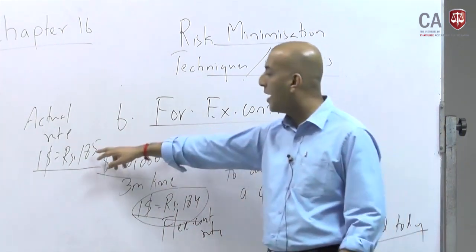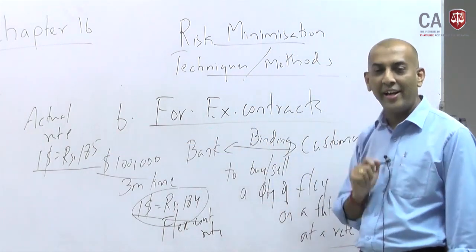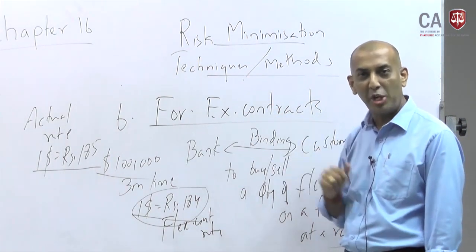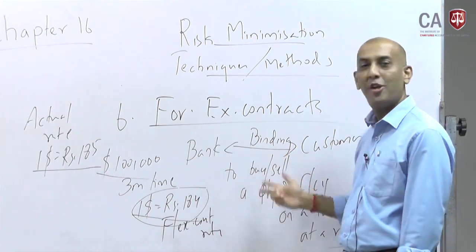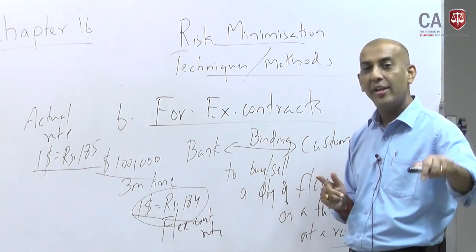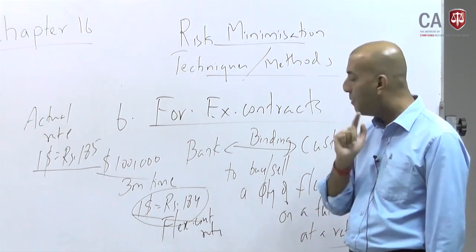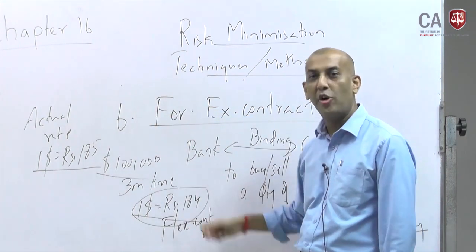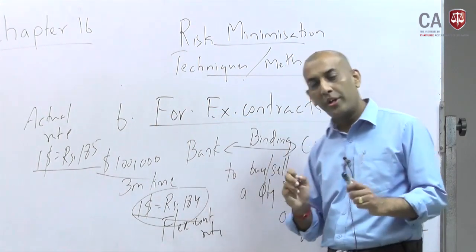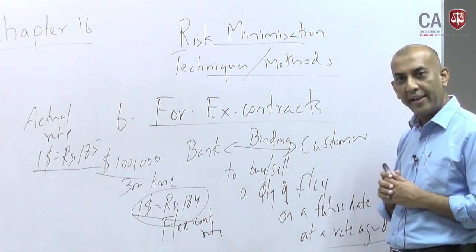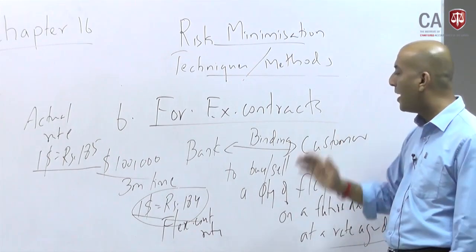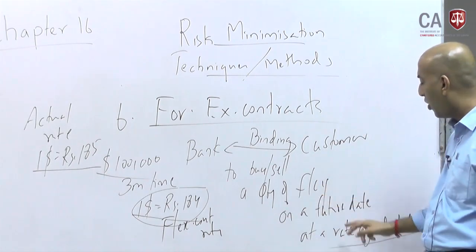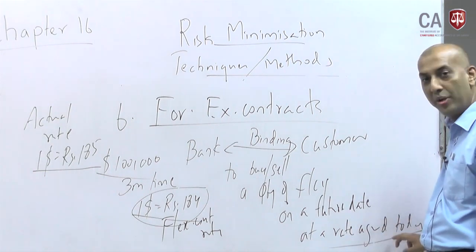The actual rate can be 183. If the actual rate is 183, as a customer, you would prefer to buy the dollars in the market. 183 is cheaper for you. But the bank will say, no, you are obliged to buy dollars at 184. Even though the actual rate is 183, you have to buy at 184. So please note, this is a forward exchange contract. It's a binding contract between the buyer and the seller to buy a quantity of foreign currency on a future date at a rate agreed today.